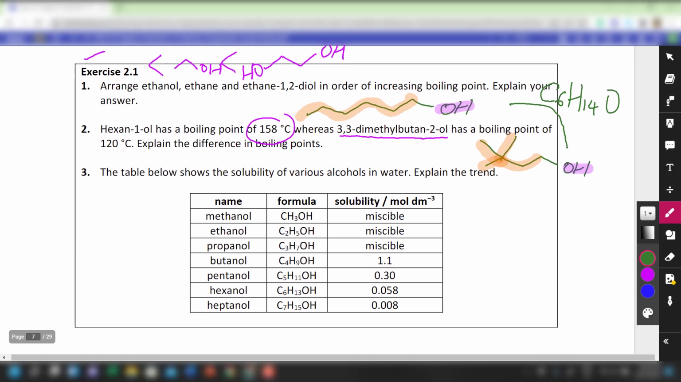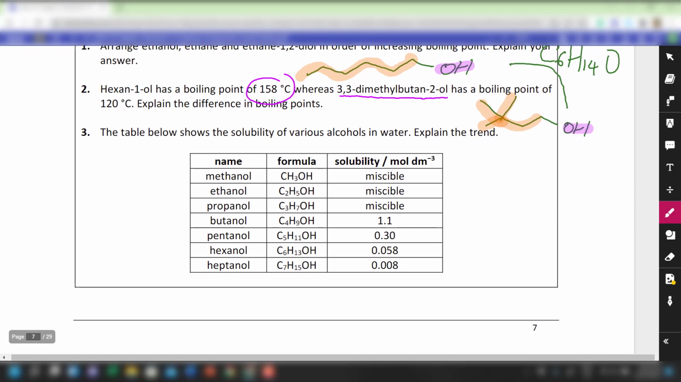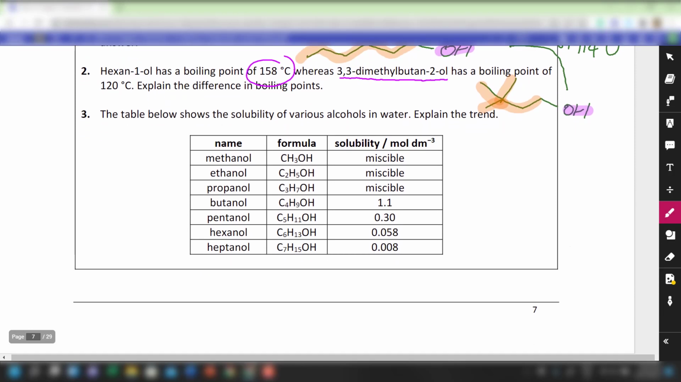Okay, next we'll look at question 3. For question 3, the table below shows the solubility of various alcohols in water. Explain the trend. I think we have mentioned this earlier on, and you would have seen chemical bonding tutorial questions very similar to what was written here. You notice that from 1 to 3 carbon alcohols, they are all miscible with water. For butan-1-ol, the solubility is about 1.1 mol per dm cube, relatively high, but when we reach pentanol and beyond, it becomes more and more insoluble.